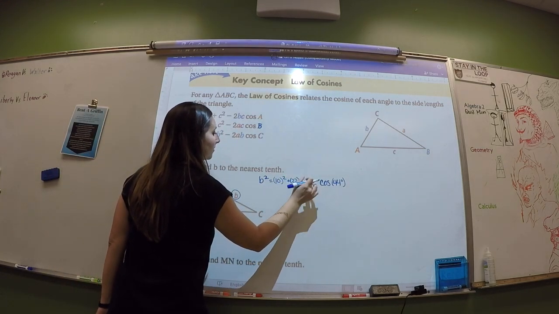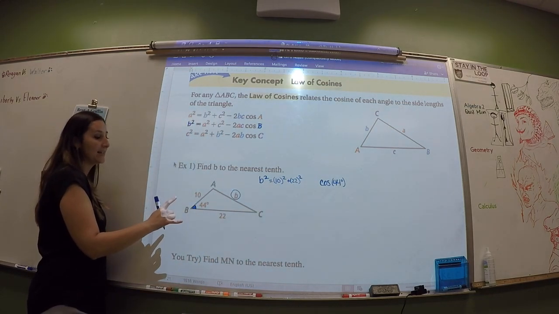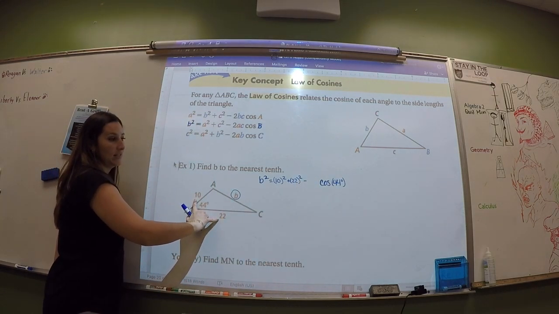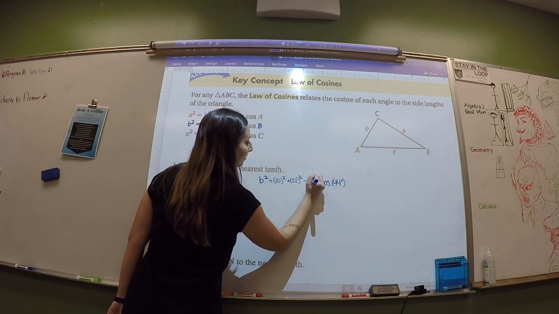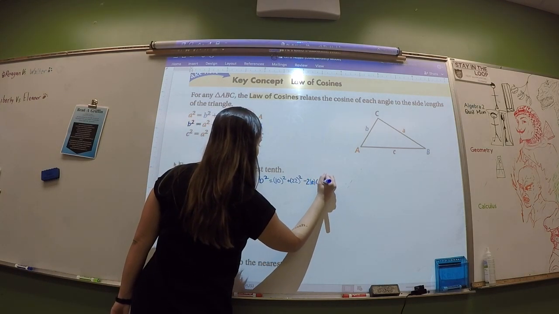Oops, that's not a 2. Okay, and then you subtract 2 times both of these together. I ran out of room. I didn't give myself enough room. Oh no! Rip the dream.